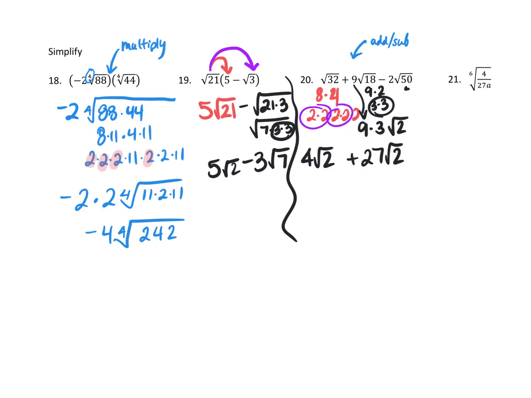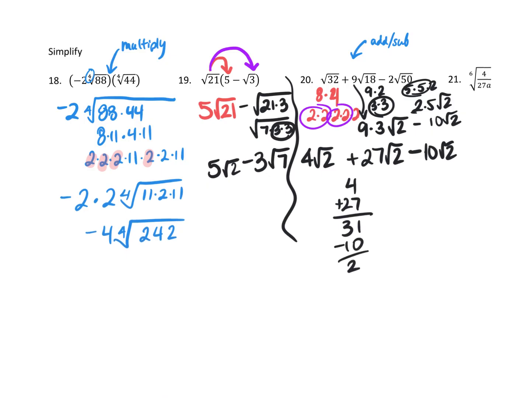And 50 is 5 times 10. 10 is 5 times 2, pair of 5's. So that's going to be a minus 2 times 5 comes outside. 10 square root 2. 2 times 5 outside. So now I have 4 plus 27 minus 10. So that's 31 minus 10 is 21. So 21 square root 2.